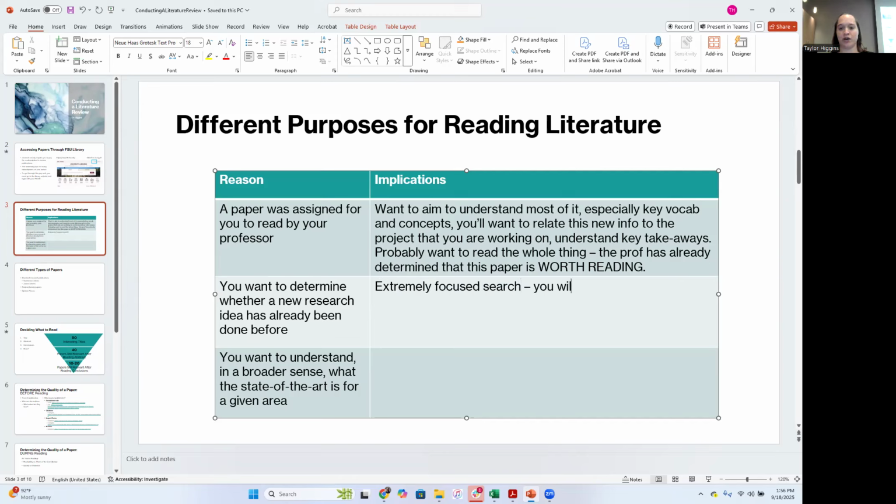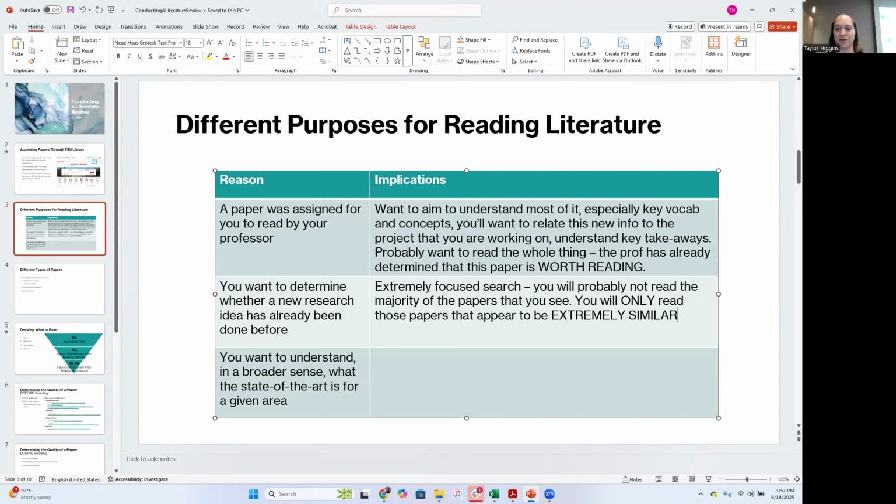Okay, so this is an extremely focused search. You will probably not read the majority of what you see. You will only read those papers that appear to be extremely similar to your new idea. Okay? Now, this is in contrast to this last reason, which is a little bit, albeit harder, but maybe a little bit more common of a reason that you're doing literature review, which is you want to understand in a broad sense.